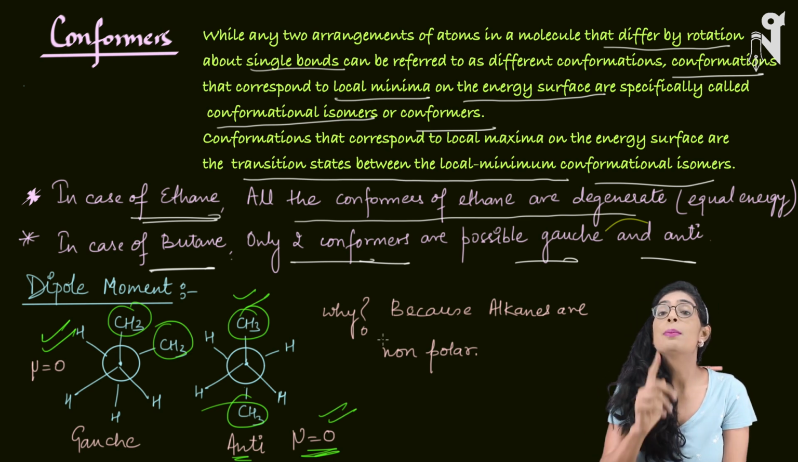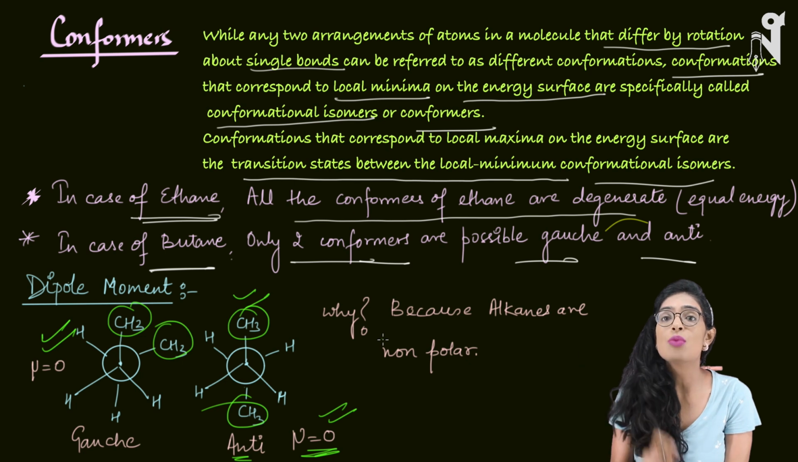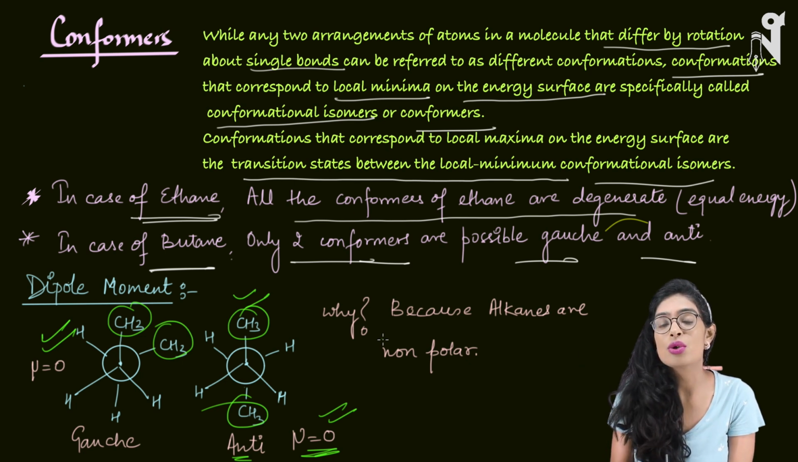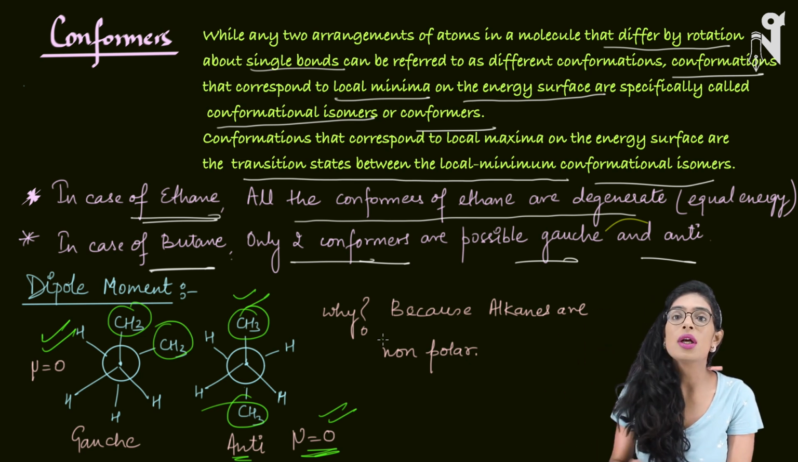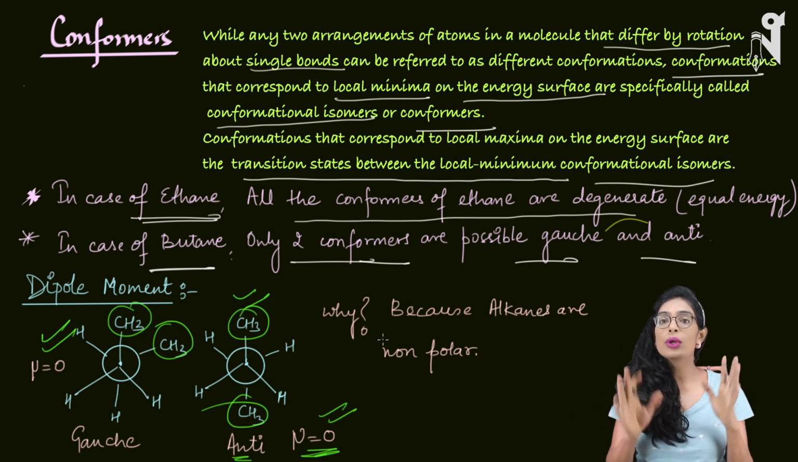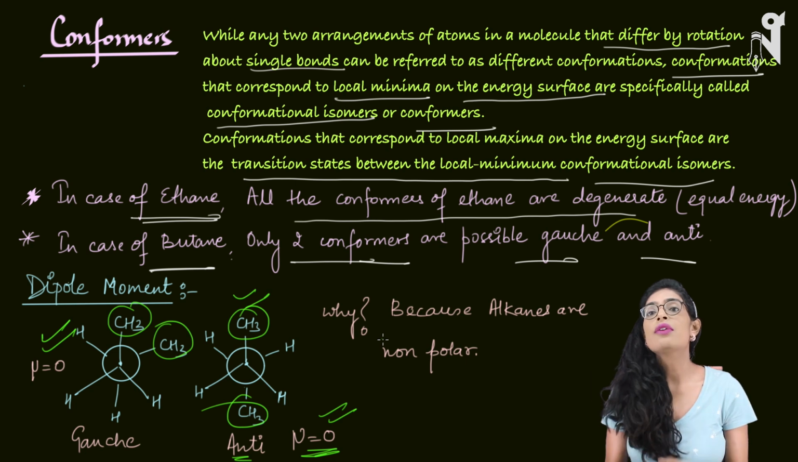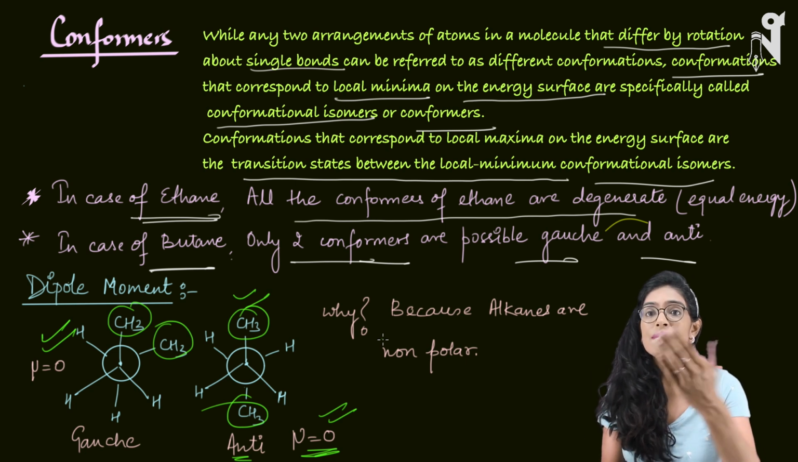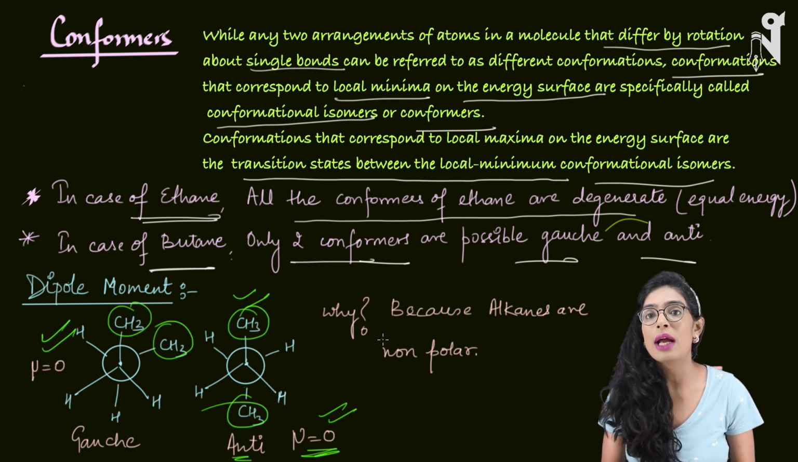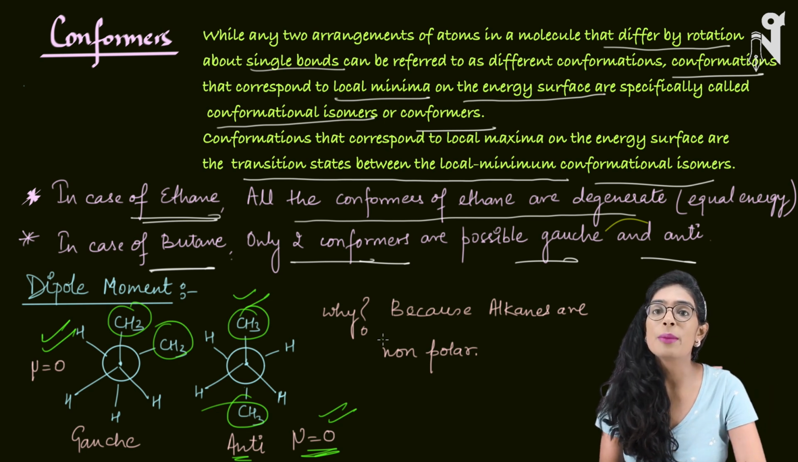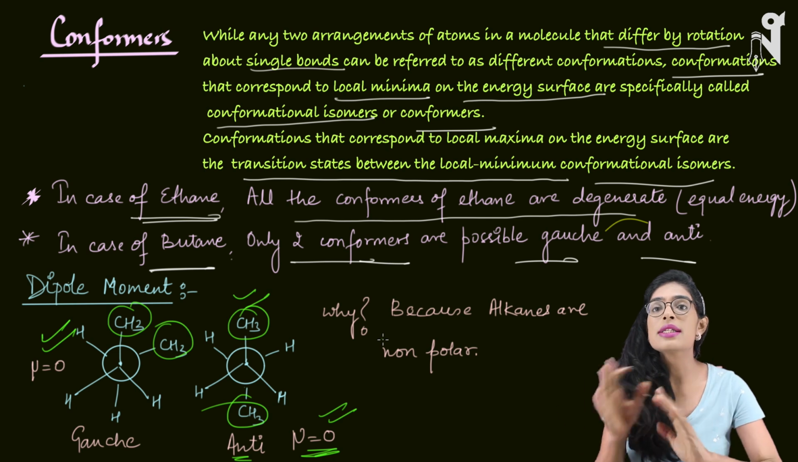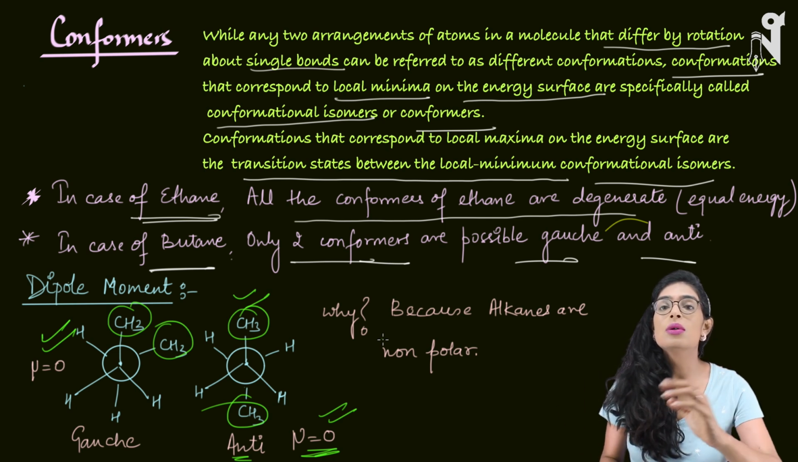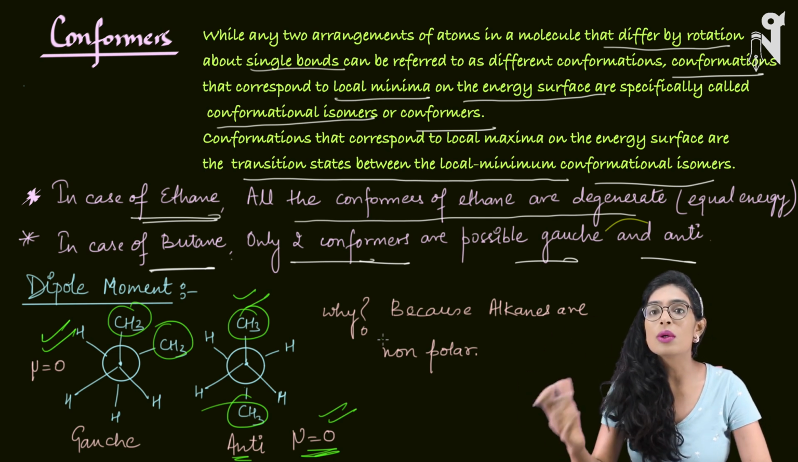A dipole moment will be non-zero if there is any atom present which has different electronegativity, like fluorine, chlorine, OH or anything like that. But as long as the whole molecule is made up of only carbon and hydrogen, irrespective of whichever conformation you're talking about, the dipole moment is still going to remain 0. We will be doing questions on this application of the dipole moment concept on these conformations going forward. There you will understand what makes a non-zero dipole moment and what makes a zero dipole moment.